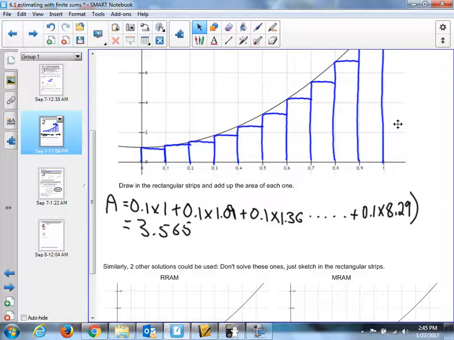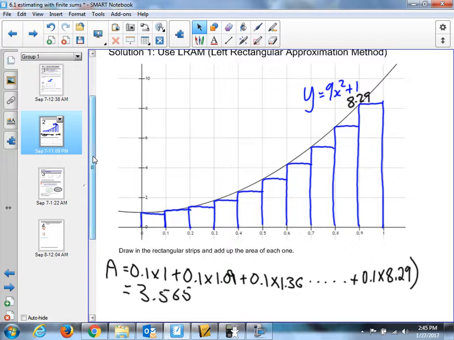Now, let's examine this. I'm going to ask you something here. Would you say that this area, where I drew in all the blue and you drew in your strips, is an underestimate or an overestimate? It's clearly an underestimate, because you're missing all these little gaps here, right? Sometimes you'll be asked to justify whether this is an over or underestimate, and you could say a few things.